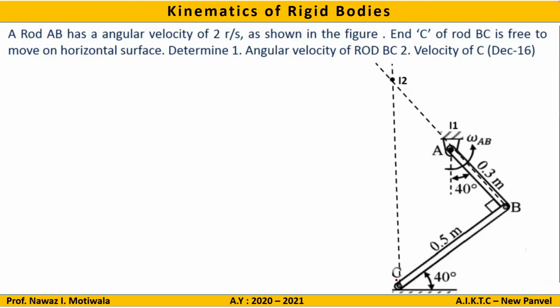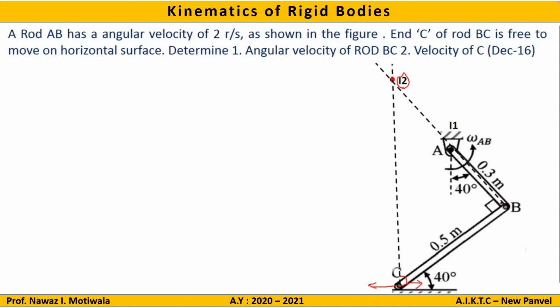So here I have already found the ICR by applying our concept. It is said that point C can move horizontally along this surface. If it can move horizontally, its perpendicular will be vertical. And as this is the hinge point, I have extended the hinge length to this point, and wherever they meet, that is your ICR. So this I2 becomes the ICR for link BC.